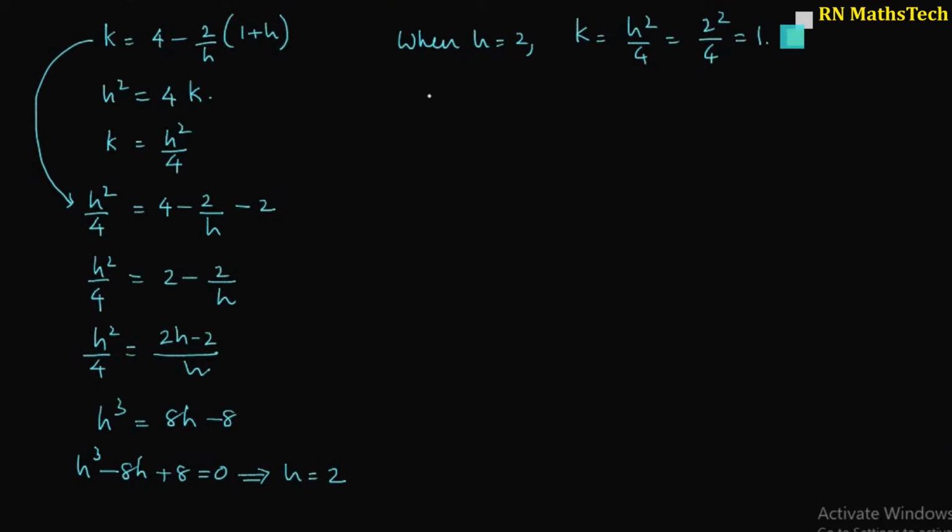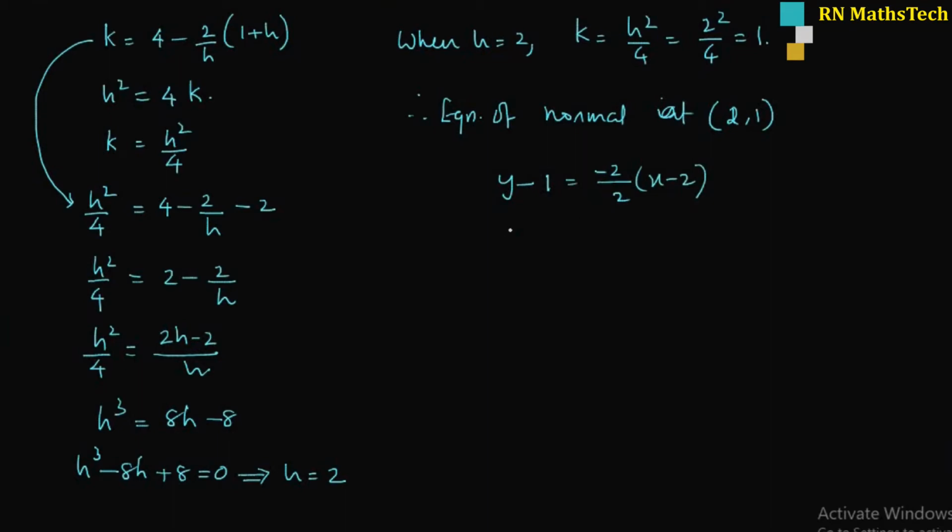Okay, therefore the equation of the normal at (2, 1) is y − 1 = slope, and the slope is −2/h, so −2/2 into (x − 2). That is y − 1 = −x + 2, or x + y = 3.